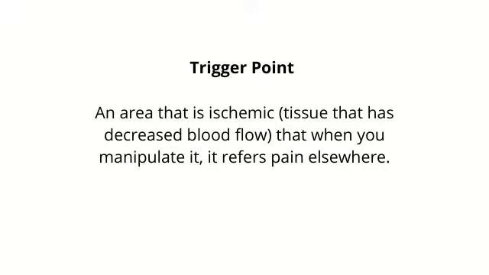So again, we're looking at the mechanism of the pain, spasm, pain cycle mechanism where there's decreased blood flow to the tissue cells. When we have decreased blood flow, we call that tissue ischemic, so that there's no blood flow going there. And the definition of a trigger point is an area that is ischemic that when you manipulate it refers pain elsewhere.